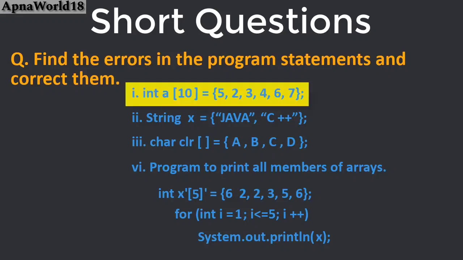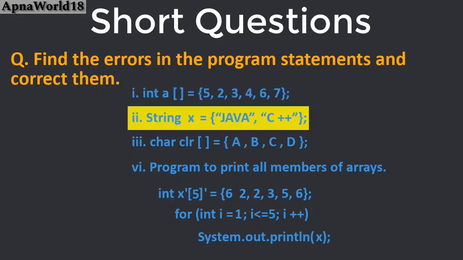In the first statement, a static array is declared. So what is the error? Here the array size is declared on the left hand side, which is incorrect. Only the variable declaration needs to be here, so we will correct it by removing 10.